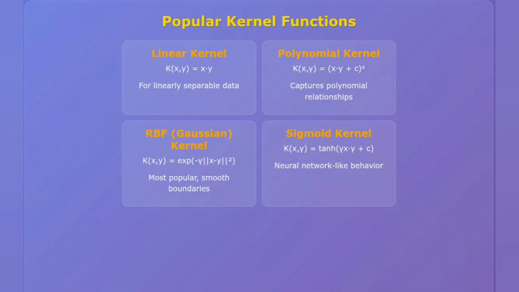Let's look at the most common kernels. The linear kernel is just the regular dot product. Use this when you suspect your data is linearly separable. The polynomial kernel can capture polynomial relationships. The degree parameter controls the complexity. The RBF or Gaussian kernel is incredibly popular because it can approximate any continuous function. It creates smooth, nonlinear boundaries. The sigmoid kernel behaves similarly to neural networks. Each kernel transforms your data differently, so choosing the right one depends on your problem's nature.